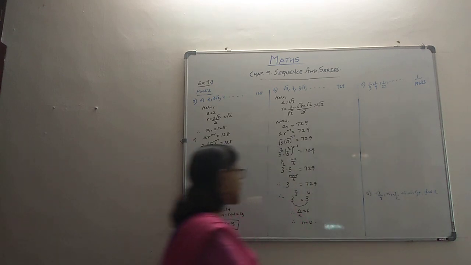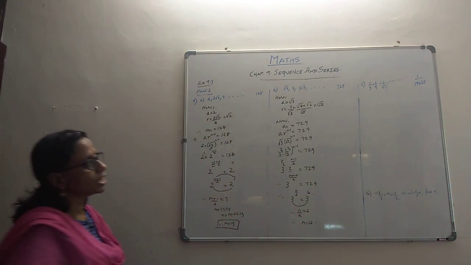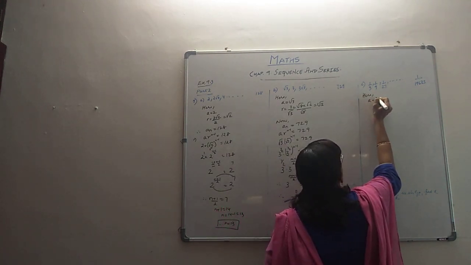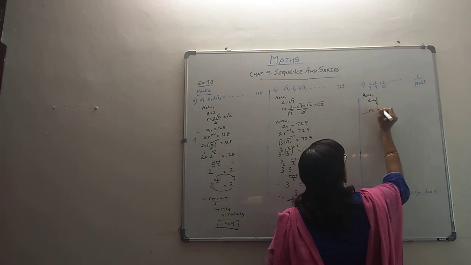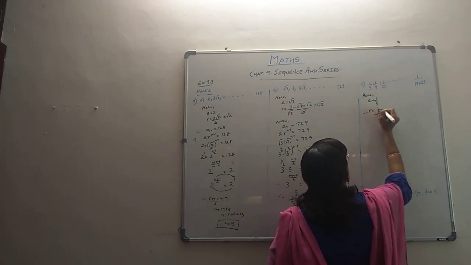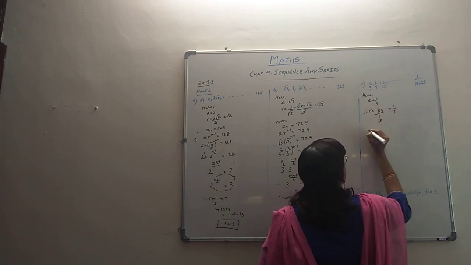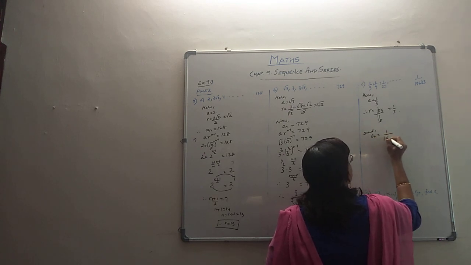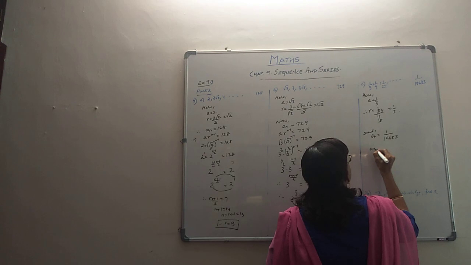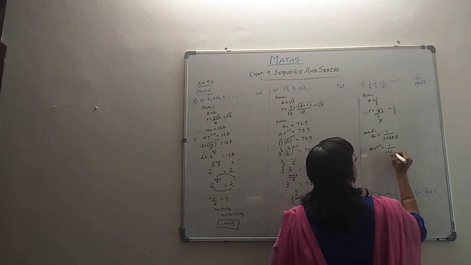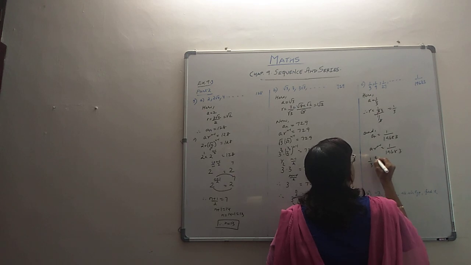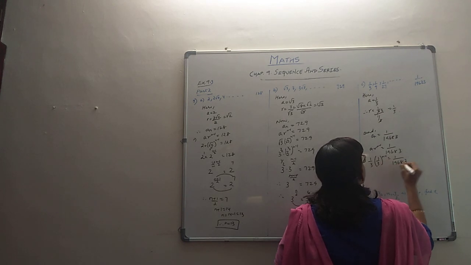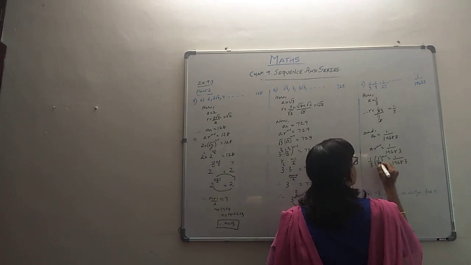And then we quickly move to the third problem, as it's given here. Here also we have A as 1 by 3, and we will quickly see what's R. It's 1 by 9 by 1 by 3. 3 3s are, it's 1 by 3 that comes up. And then AN is given to us as 1 by 19683, which is AR raised to n minus 1 is 1 by 19683. A for us is 1 by 3, and this is also 1 by 3 raised to n minus 1 is 1 by 19683.